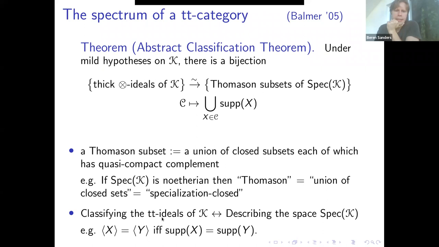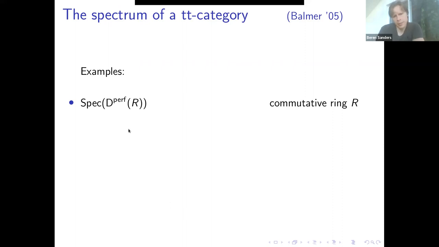As I've mentioned, classifying the thick tensor ideals is equivalent to describing this space, and you can go both ways in this story. You can describe the space Spec K and then obtain a classification of thick tensor ideals from that, or you can start with a classification of thick tensor ideals and extract what the space looks like. Historically, it's the classification theorems that came first. For example, if we take the derived category of perfect complexes of a commutative ring R, Neeman and Thomason classified the thick tensor ideals of this category.